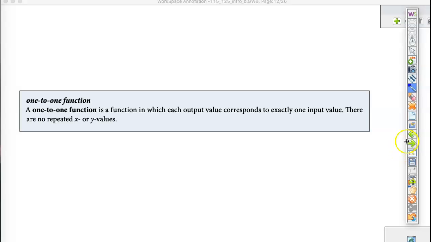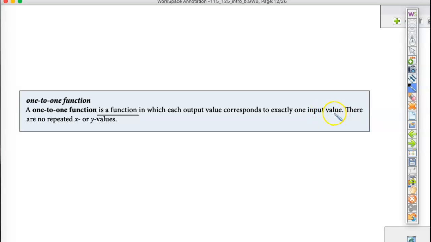Okay, so now we're going to talk about another characteristic of a function called a one-to-one function. I know, right? There's a lot of definitions. Just like a function was a relation, a one-to-one function has to satisfy the characteristic of a function first. Different inputs must correspond to a single output. However, in a one-to-one function, each output value corresponds to exactly one input value.